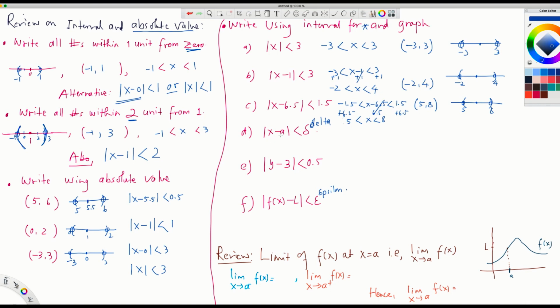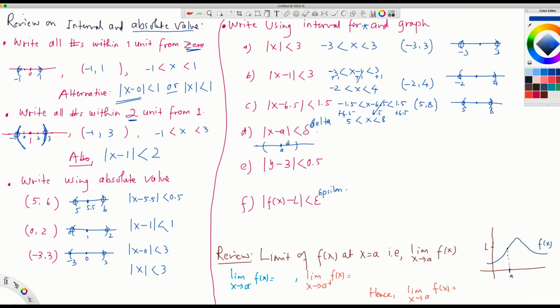What does that mean? That means all the numbers within delta distance from A. Okay, so that's what it says, right? Because what it says is all the numbers within 1 distance from 0. All the numbers within 2 units from 1. All the numbers within 0.5 units from 5.5. All the numbers within 1 unit from 1. All the numbers within 3 units from 0, and so on, right? So here, all the numbers within delta units from A. How do I write that? You can write this as there is A somewhere within delta distance, right?